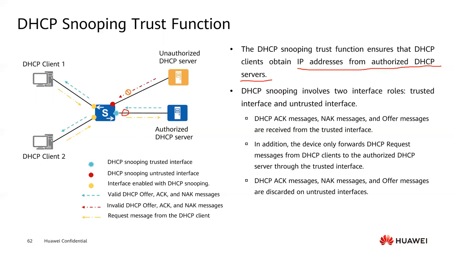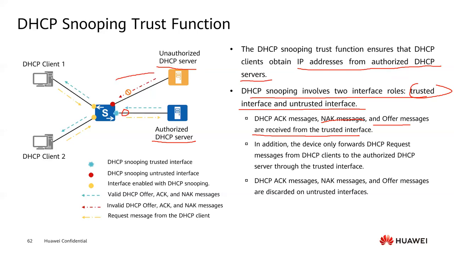So for this interface, okay, for a trusted interface, ACK messages, NAK messages, and offer messages will be received. It means these messages will be received. But for the untrusted interface, for example, for this interface connected to an unauthorized DHCP server. We know that for DHCP, for example, DHCP client one sent a DHCP discovery message. The DHCP server, I mean the real DHCP server and the unauthorized DHCP server, all of them will receive it and all of them will reply. Which one to take, which one to use? It depends on the DHCP client.